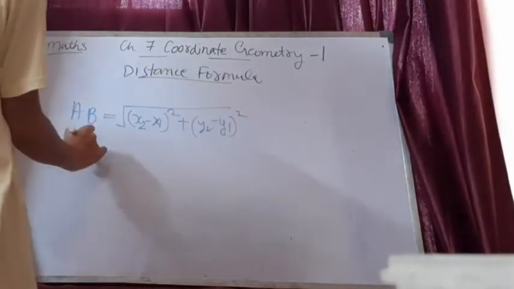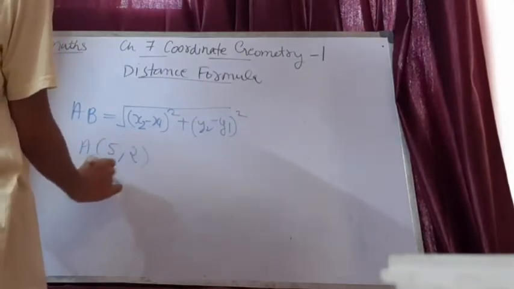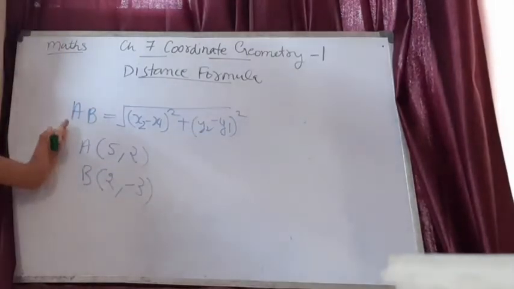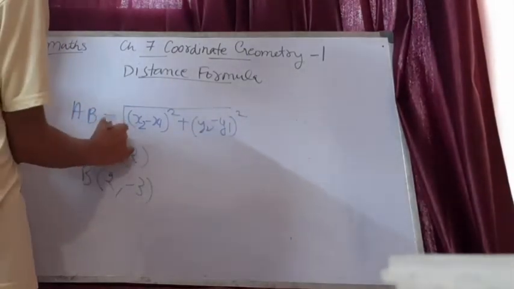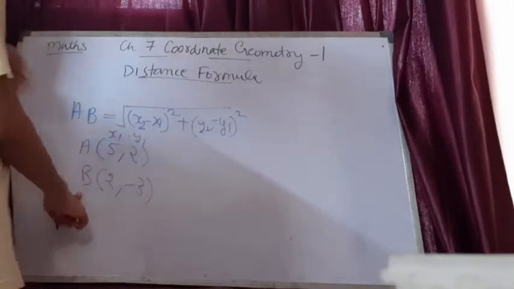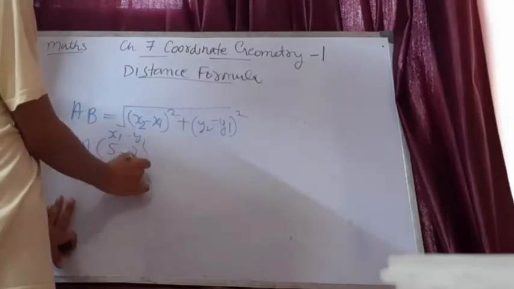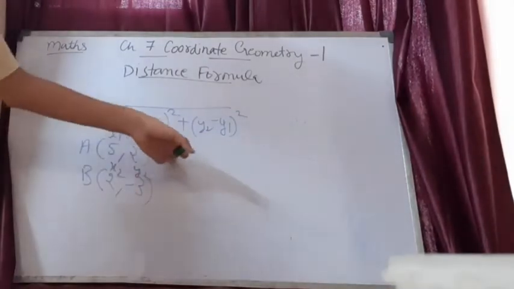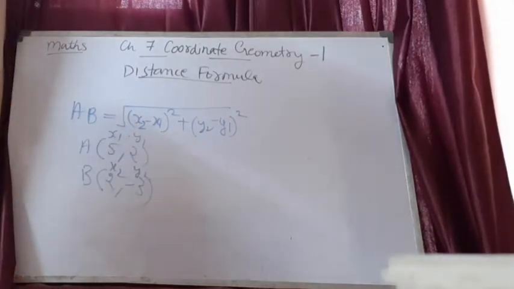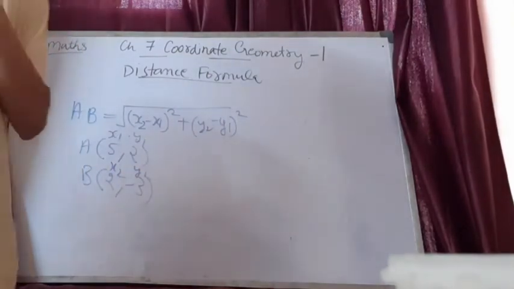Now what does x2, x1 mean? Let's say the coordinates of A are (5, 2) and the coordinates of B are (2, minus 3). These are the coordinates. So 5 is going to be your x1, 2 is going to be your y1. If I'm talking about B, 2 is going to be your x2 and minus 3 your y2. Then you can easily apply this formula and get your answer. This is the distance formula that we have discussed just now.